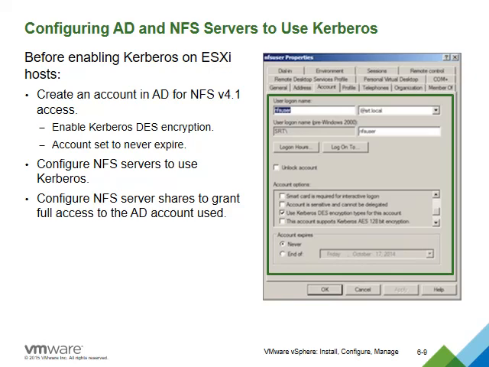You can configure Active Directory and NFS servers to use Kerberos. Before enabling Kerberos on the ESXi host, create an account in Active Directory for NFS 4.1 access. You enable Kerberos DES encryption, and as you can see in this picture to the side, when you create that account for your NFS user, you check this box right here. It says use Kerberos DES encryption types for this host, not triple DES.